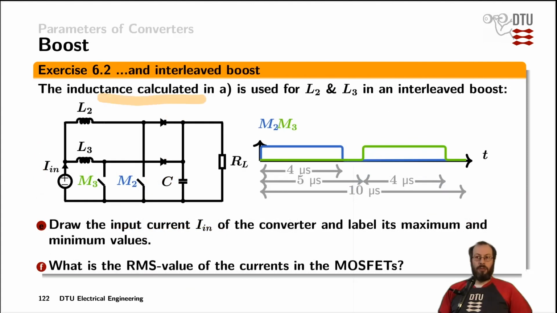Going back to using the original inductance from the first part of the exercise, and now operating the boost converter in interleaved mode with these conduction times for both of the MOSFETs. How does the input current of that converter look like? And what are the maximum and the minimum values of that current? Furthermore, what is the RMS value of the current through the MOSFETs?